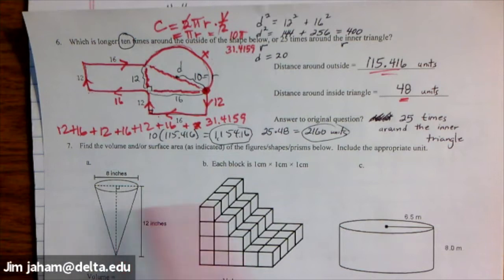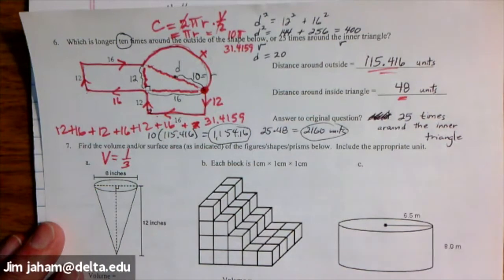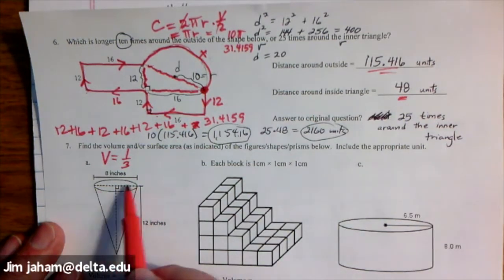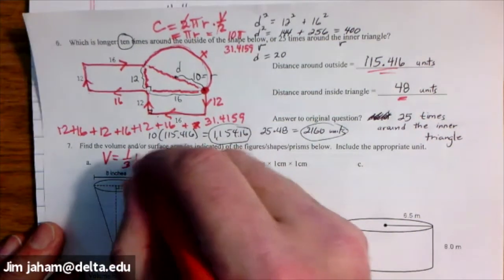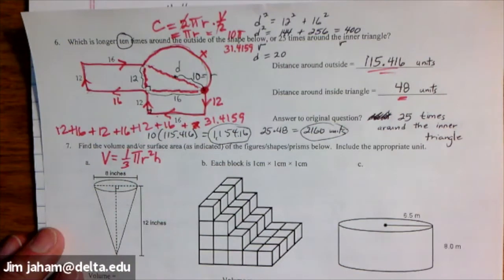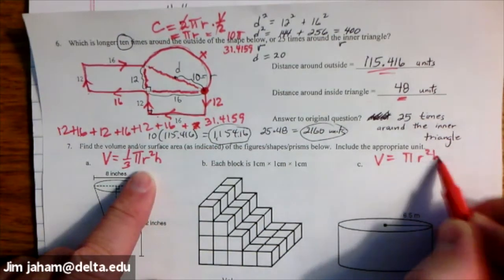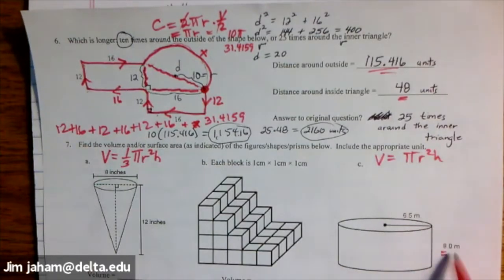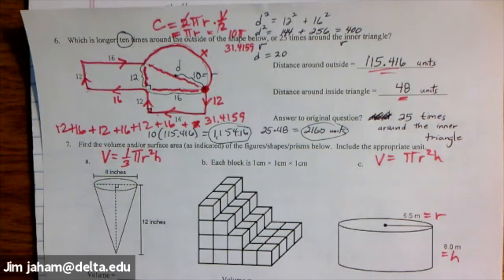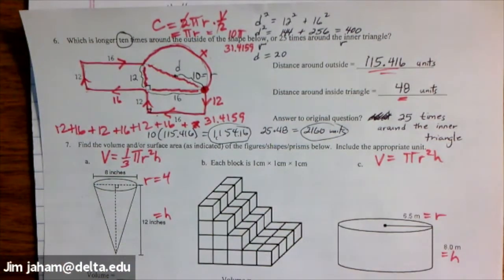In problem 7, two of these are just standard shapes. I'm not going to ask you about the surface area of a cone, but we do have the formula for the volume of a cone. It's 1/3 times the volume of the corresponding cylinder. It has the same height and the same base radius. And the volume of a cylinder is pi r squared h. We know the height, we can deduce the radius, and plug them in to get the volume. Here the diameter is 8, so the radius is 4, and the 12 is the h.